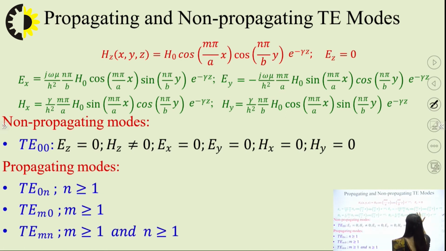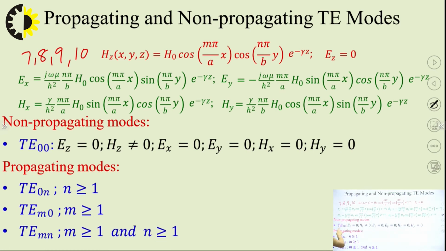Ez. So what is the difference between TE and TM mode? In the TE mode, these terms are cos and cos, and in the TM mode, these two terms are sine and sine, and here it is E naught, right? So by using equations number 7, 8, 9 and 10, we get Ex, Ey, Hx and Hy.